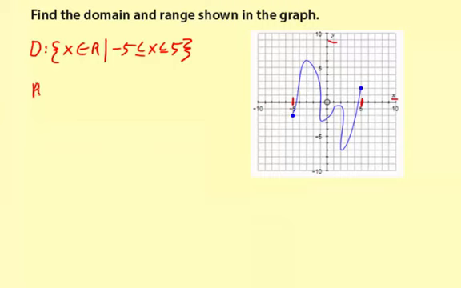Now we'll look at the range. Squiggle bracket. Now this one you want to be careful. If you're looking at this point, which is tempting to do, this is not the least y value. The least y value is actually way down here. And that's at -7.